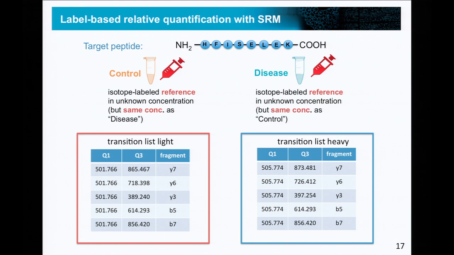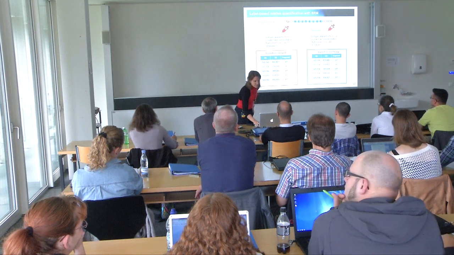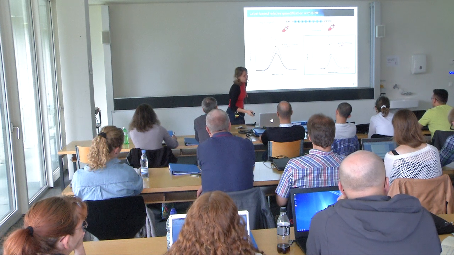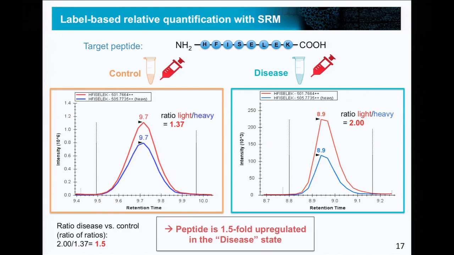Make sense? Everybody got this? Okay, super, and that's it. Now we can do label-based relative quantification. So we will measure in the two conditions always the light as well as the heavy. And from this we can then generate the two ratios here within the sample. And as we have spiked in exactly the same amount of heavy in both of these conditions, we know that the blue curve here is exactly the same, and we can simply calculate the ratio between the two samples by taking the ratio of the ratios. So 2 divided by 1.37, so the peptide is 1.5-fold upregulated in the disease state.